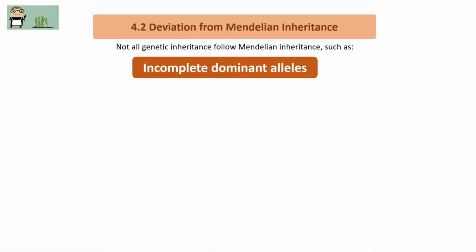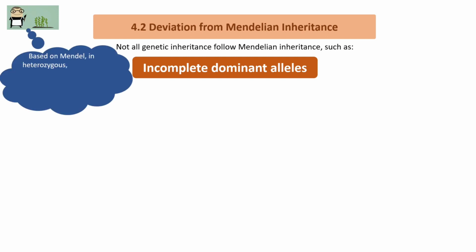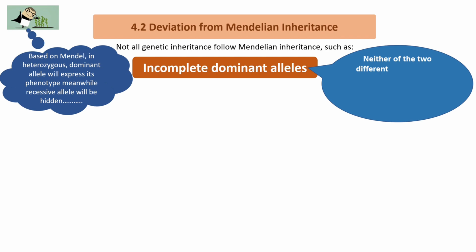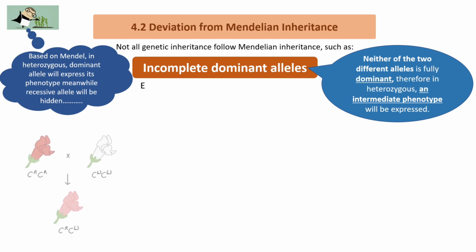Second inheritance that is not following Mendelian inheritance is incomplete dominant alleles. Based on Mendel, in heterozygous, dominant allele will express its phenotype, meanwhile recessive allele will be hidden. But, for incomplete dominant alleles, neither of the two different alleles is fully dominant, therefore in heterozygous, an intermediate phenotype will be expressed. For example, flower color in Antirrhinum species, or snapdragon.